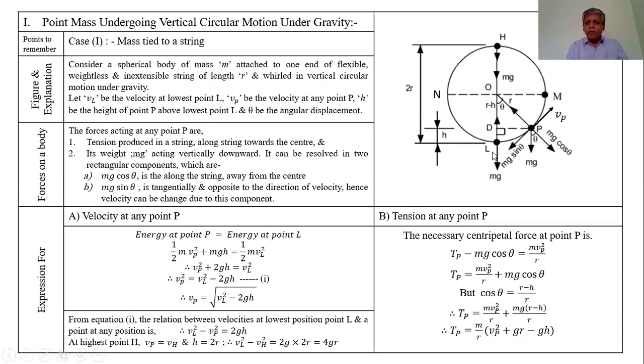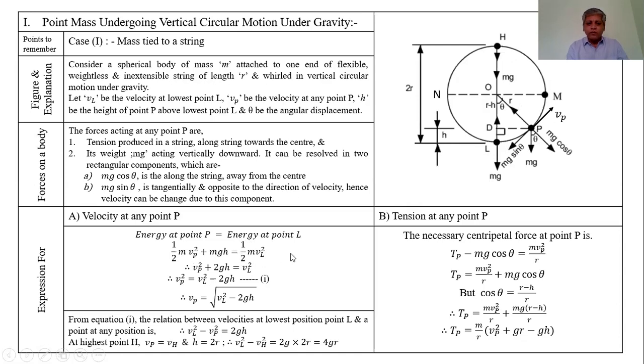Now the energy at the lowest position. If VL is the speed at the lowest position, then its kinetic energy is half m VL square. And the potential energy at the lowest position: we have considered this as the ground level, so the potential energy becomes zero. So the total energy at the lowest point is half m VL square.